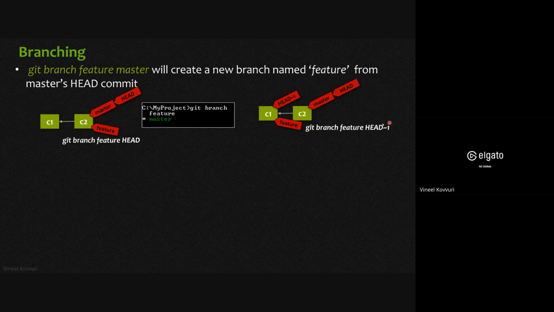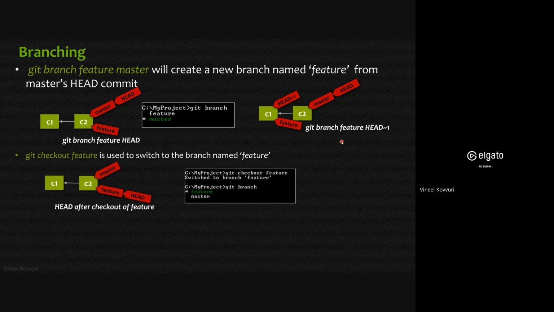Again, we don't use this often, but I want to show you there is a way to create branches from any commit that you want. Now, when you do git checkout feature, what happens is your head, which is on master, will be switched to feature.